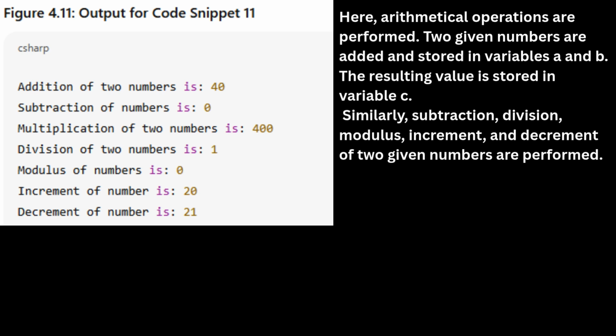The next line shows the result of subtraction. Because we subtract 20 from 20, the result is 0.